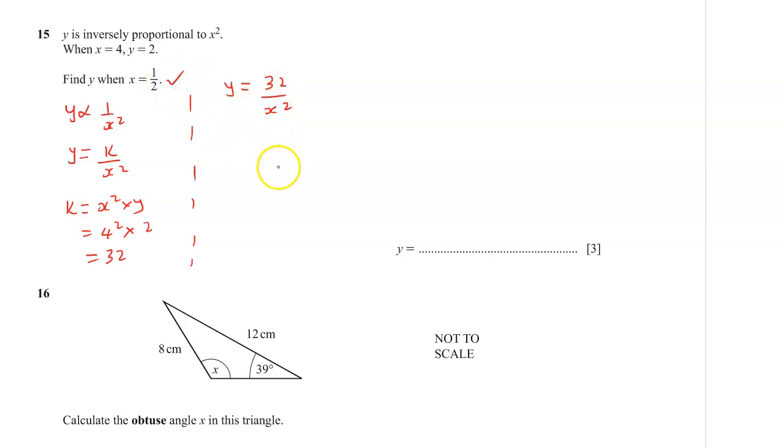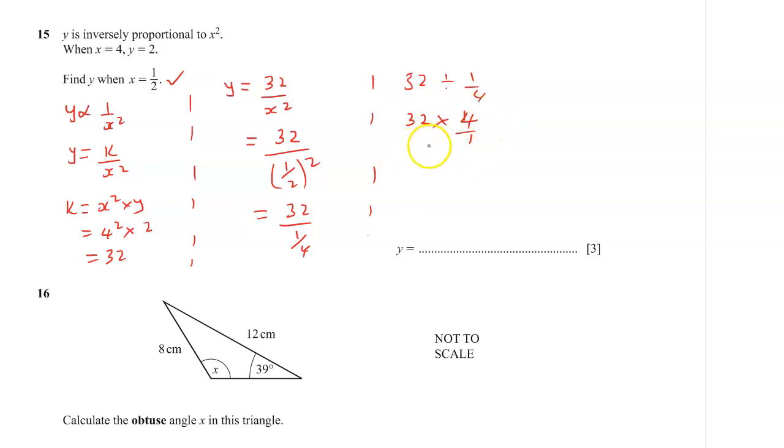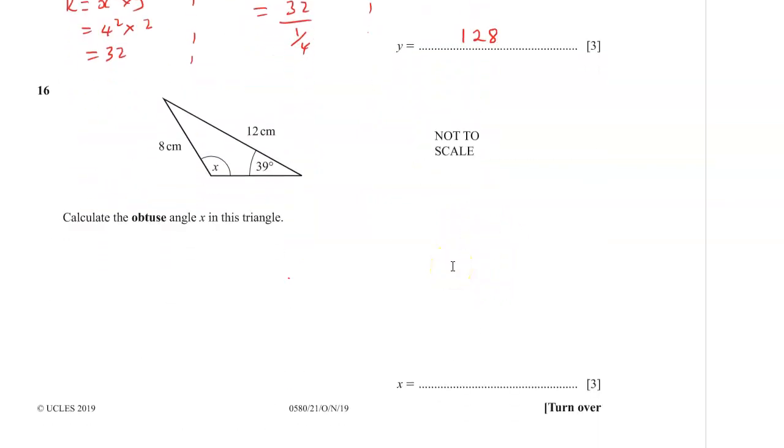Now let's find y when x is a half, and we substitute this. We say 32 over a half squared. This will give us 32 over a quarter. You know that this basically means 32 divided by a quarter. We bring the multiplication sign here. 32 times 4 upon 1. And this should give you y is equal to 128. y is 128 right there. Number 16.